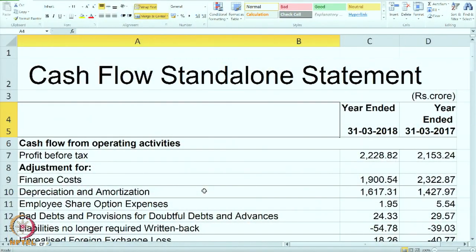Okay, I hope you are ready with the solution. So, I will show the solution to you. Just try to understand each and every term. It's a very long cash flow statement.